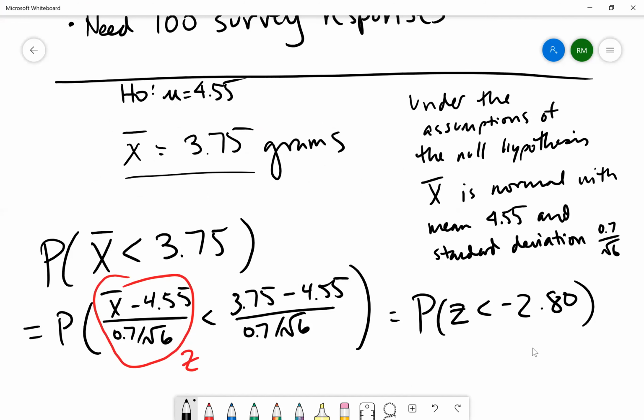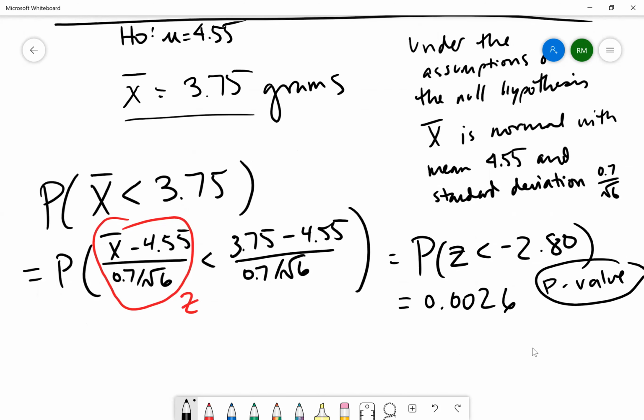This probability is 0.0026. That's really small. This is what we call the p-value of the test. It's the probability that we got such an extreme sample mean, assuming the null hypothesis is true. That is such a small number that it should only occur 0.0026 of the time. That's less than 1% of the time.